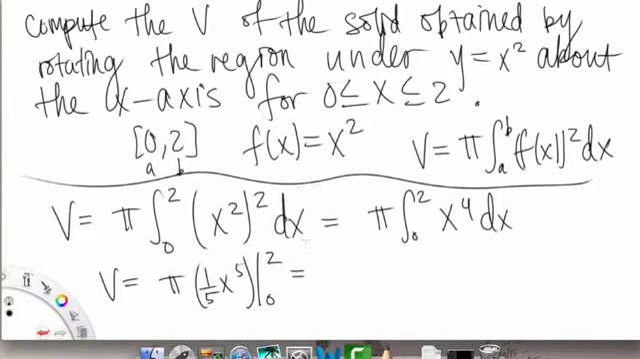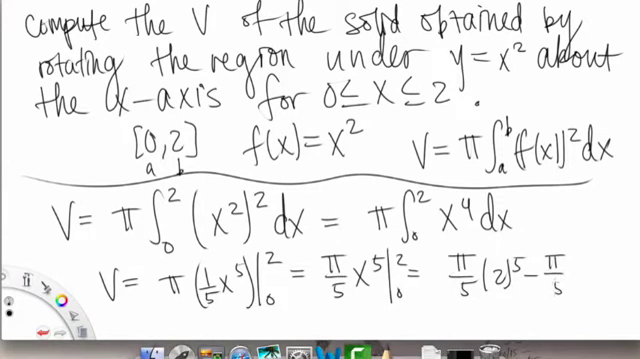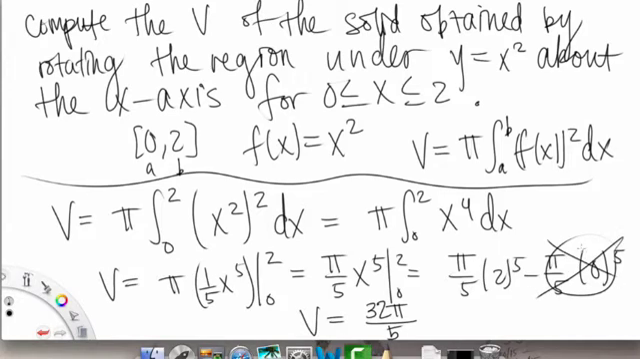Okay, so this is going to be pi over 5 times x to the 5th from 0 to 2. So this is going to be pi over 5 times 2 to the 5th minus pi over 5 times 0 to the 5th. Okay, so let's see what we have here. V is equal to 32 pi over 5, because that's 2 to the 5th, and then this term goes away, it goes to 0. Okay, so that's going to be the answer to our volume problem.